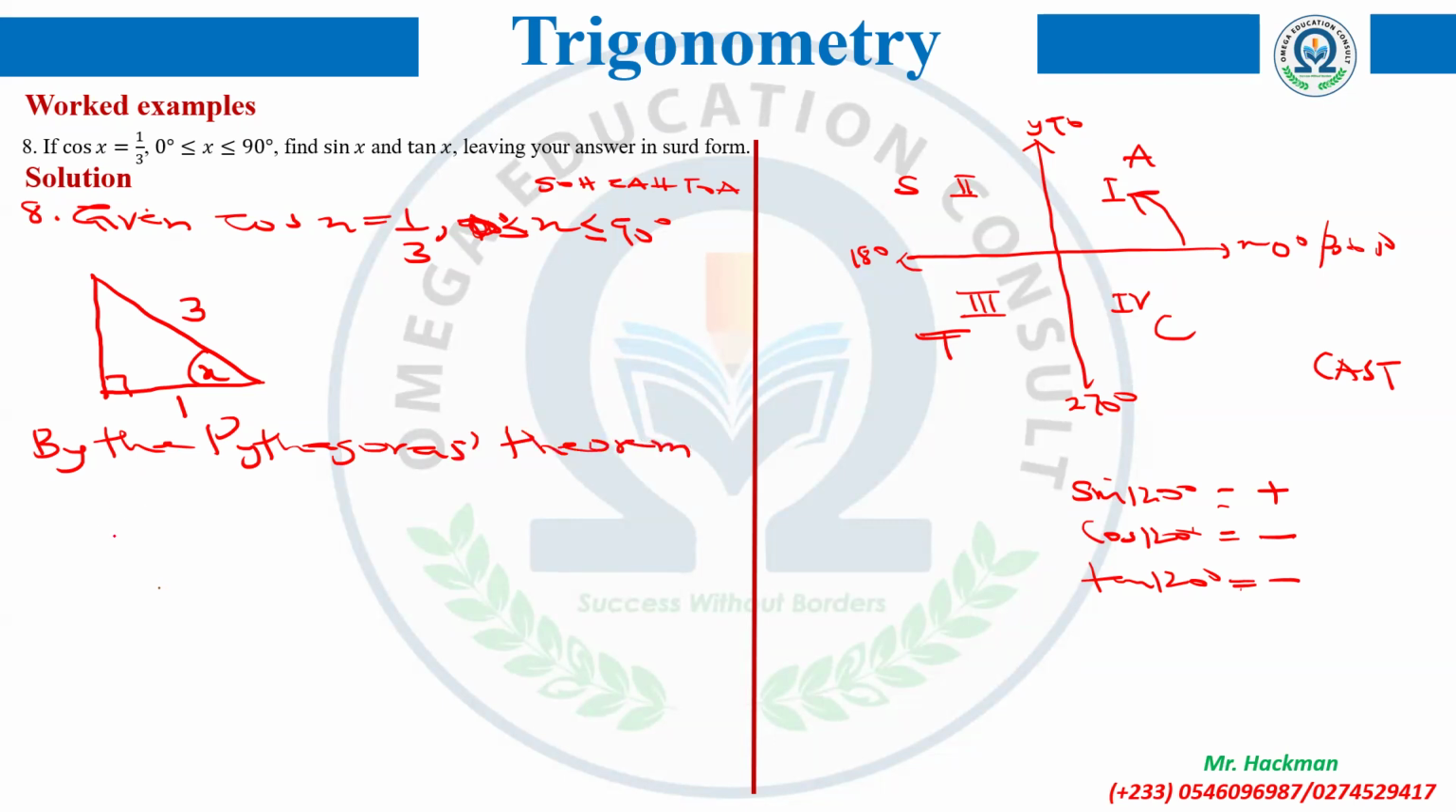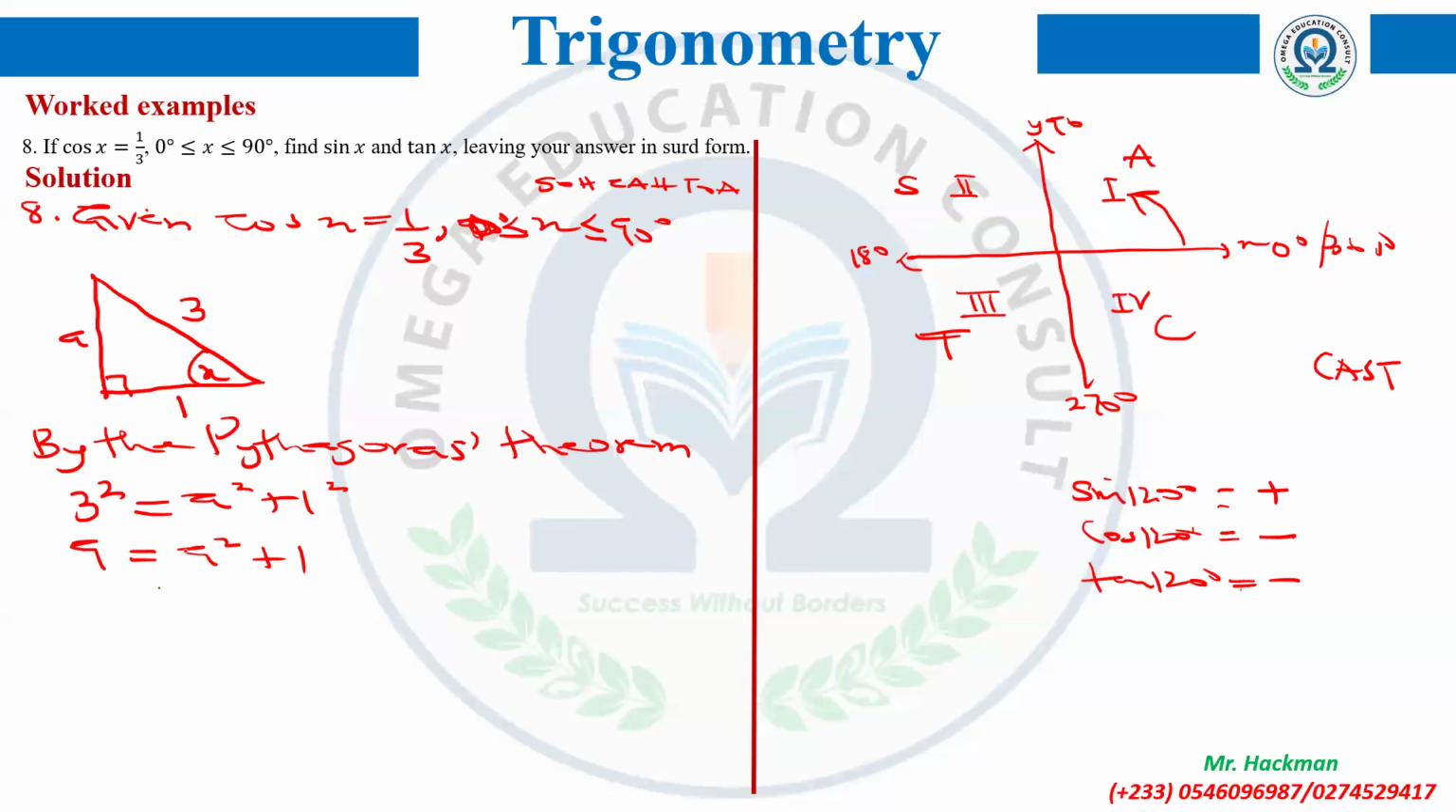What are we going to get? In this case, this is the hypotenuse squared. So let me call this one, which letter? Let me use A. Or you can use any letter, you can even label your triangle if you like. So I'm going to get 3 squared should be equal to A squared plus 1 squared. Do you agree? So 9 should be equal to A squared plus 1.